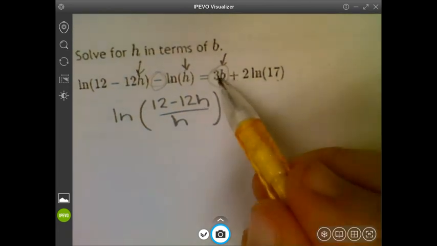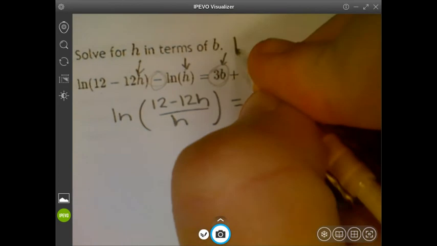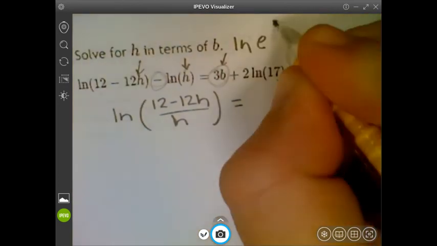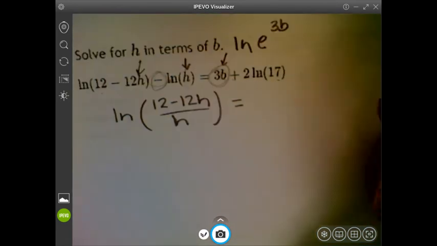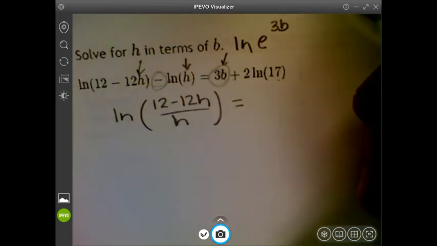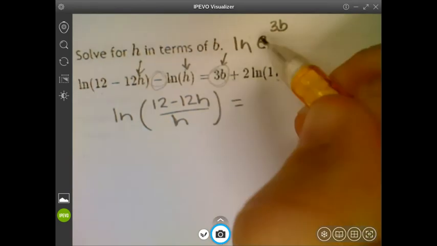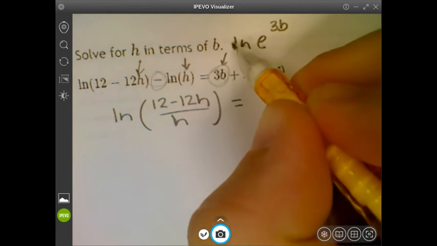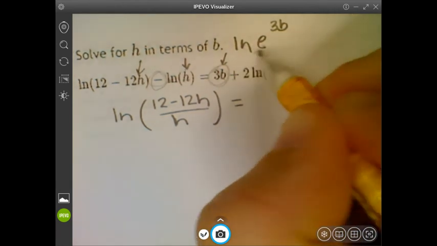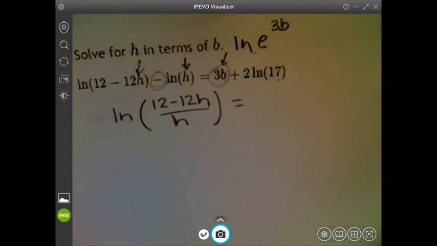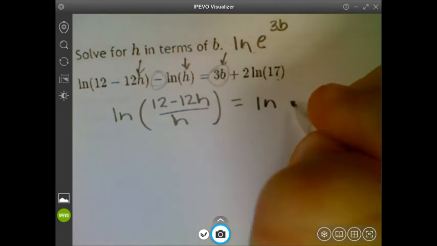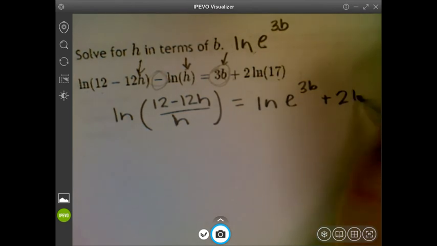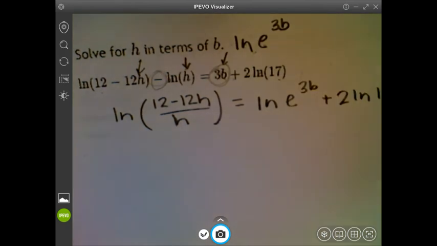But what we can do is write this as a natural log. This would be the natural log of e, because that's equal to 1, to the power of 3b, and that's using one of the properties we talked about in reverse. So 3b would be the natural log of e to the power of 3b. It's e because natural log is base e, and this simplifies to just 3b. So you'd have the ln of e to the 3b plus 2 ln of 17.